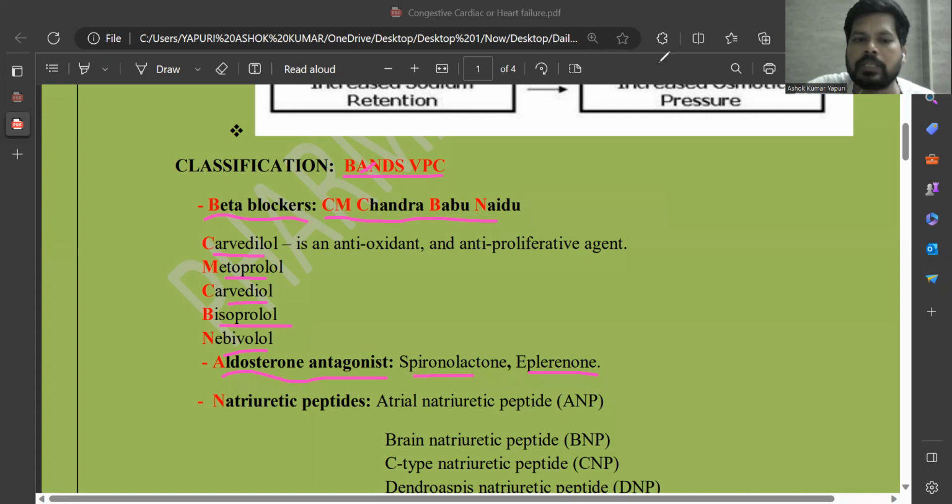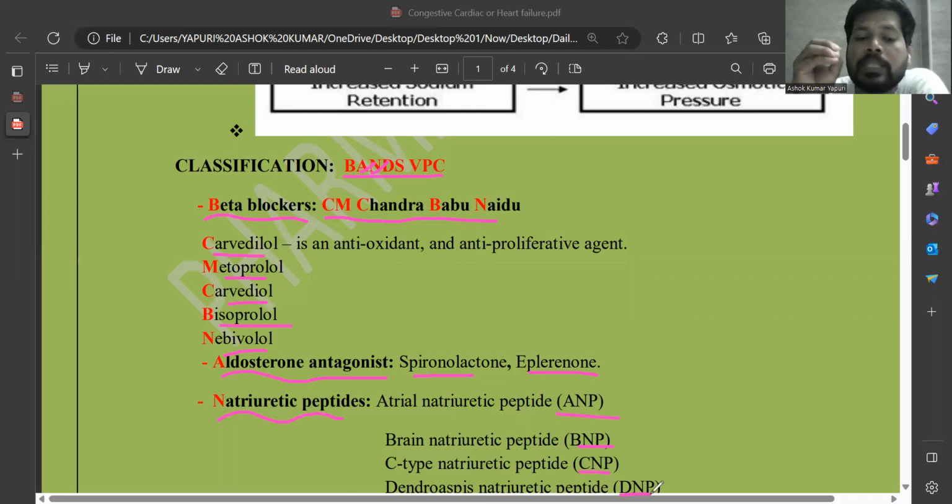And next, in the BANDS sequence, is N, that is natriuretic peptides. These are the peptides involved in natriuresis. Natrium means sodium. Elimination of sodium in the urine is natriuresis. There are a number of peptides like ANP, atrial natriuretic peptide, BNP, B natriuretic peptide, CNP, C natriuretic peptide, and DNP, D type of natriuretic peptide. What is the main aim? To remove excess fluids present in the heart through the kidney.